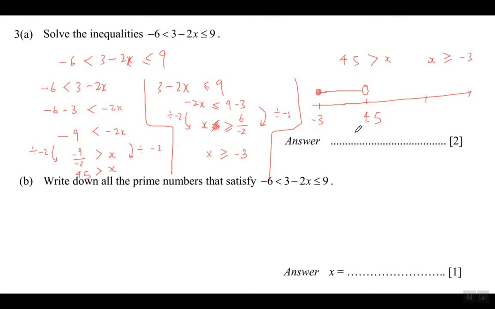On the number line, it looks like this. So I say that x is between this and, oh wait, there is no this, so it's just 4.5. Okay, stop. 2 minutes 19 seconds.